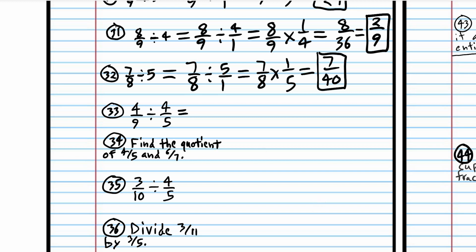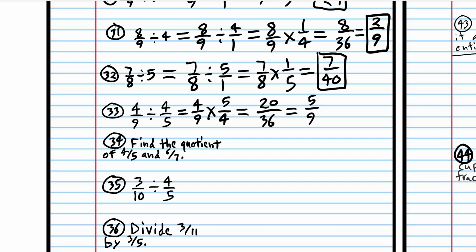All right, we're back. So change the division sign to multiplication. Flip the divisor. And it becomes a multiplication problem. 4 times 5 is 20. 9 times 4 is 36. And we have to reduce this. So if you got 20 over 36, you did it correctly, but we have to reduce. I know that 4 times 5 is 20, and 4 times 9 is 36. So if I divide both sides by 4, I get 5 over 9.